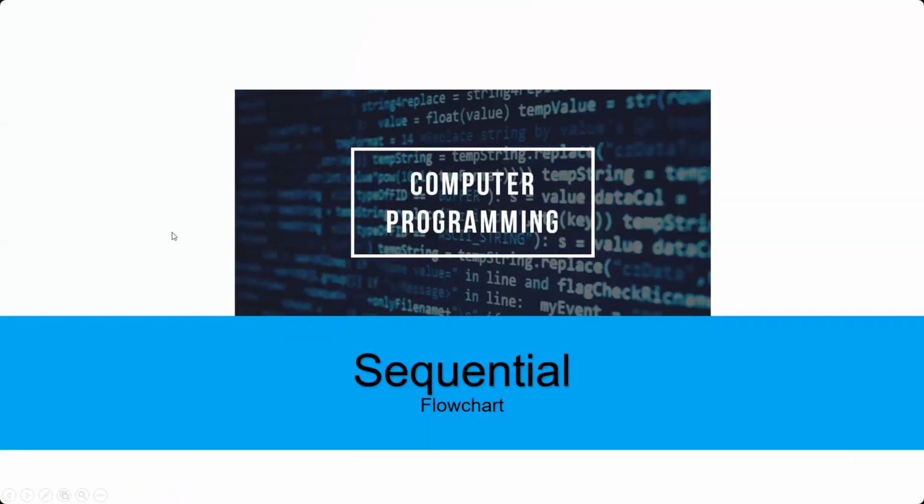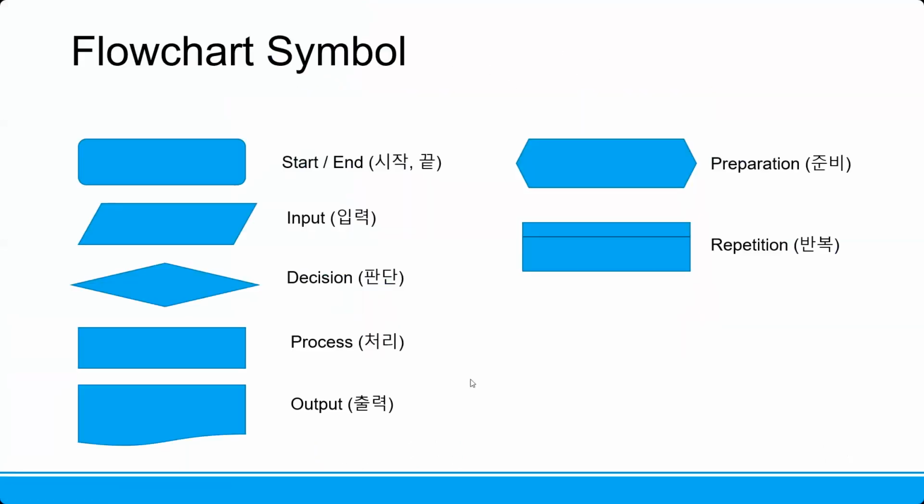So sequential, what does it mean by sequential? Before we learn about the sequentials, I would like to introduce flowchart. It is important to understand the sequence. If you know the flowchart, it will be easy for you to write your code. So I will let you know later how easy it is if you know the flowchart.